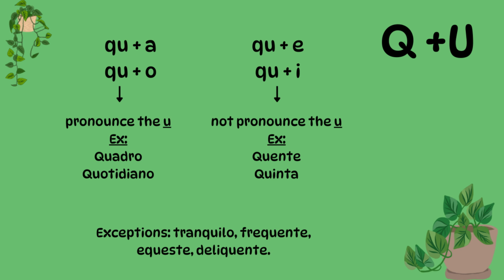just like the case of G. So what you're going to do is skip the U and go straight to the next letter, which is E or I. For example, quente. Quinta.